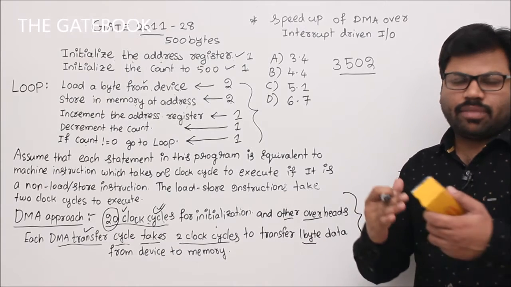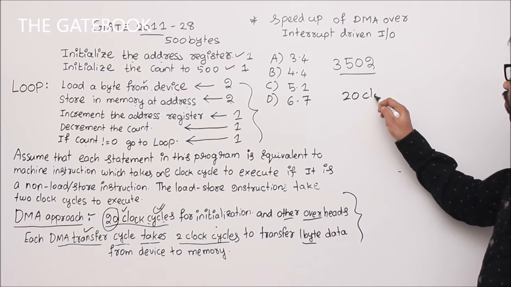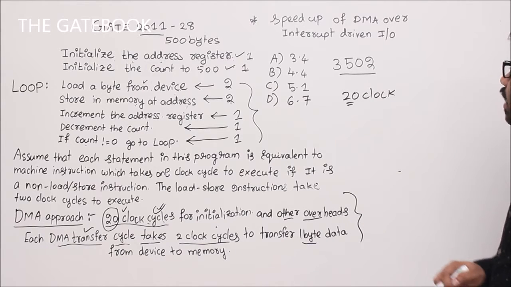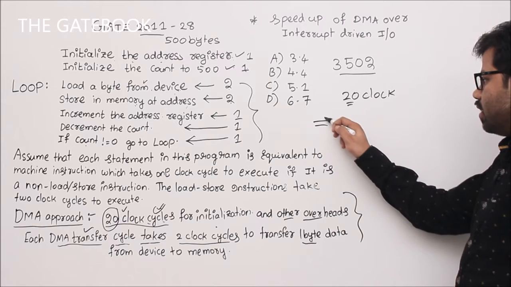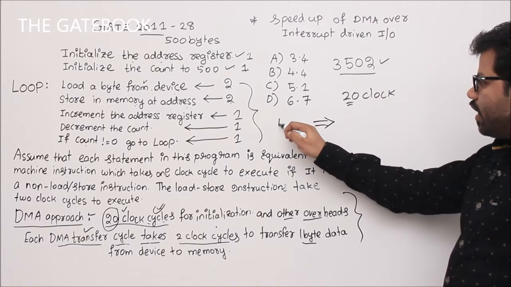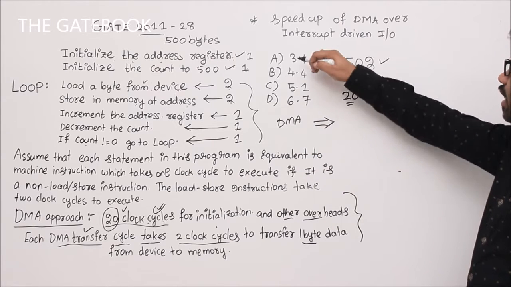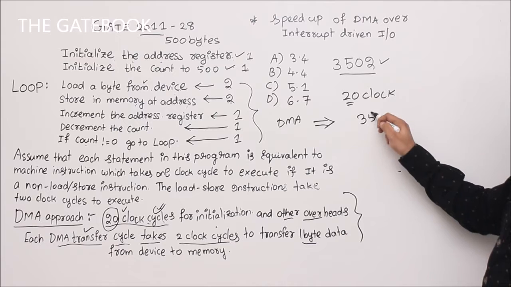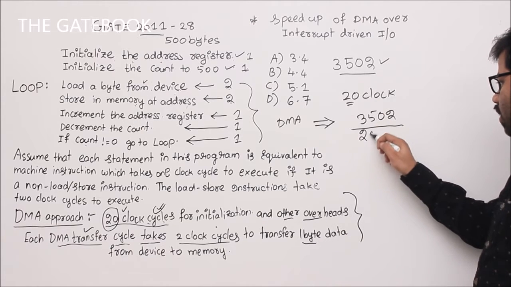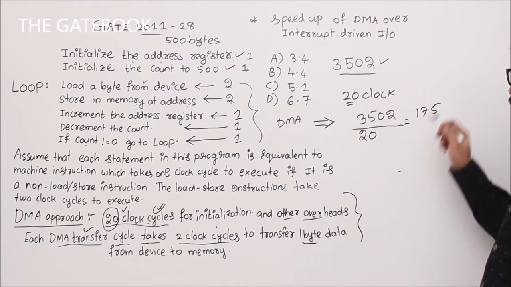Because initially we set up everything, right? So that setup takes only 20 clock cycles. Then what is the speed up you get over this interrupt driven IO? If you want to know the speed up of DMA, then the formula is the time required for interrupt driven IO, 3502 cycles, divided by the number of clock cycles here, only 20. Then it's supposed to be around 175, right?